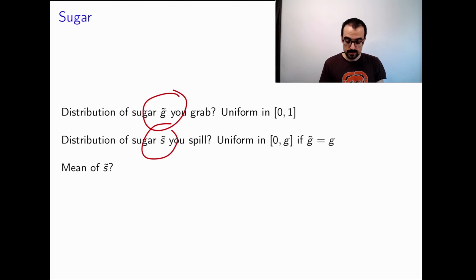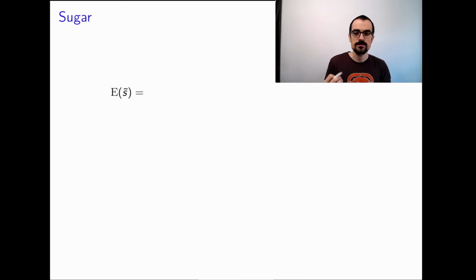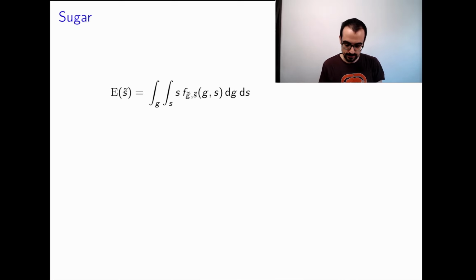Or we could just think of S as a function of S and G. It is a function of S and G, a bit of a dumb function, but it is a function. So you can say, oh, this is a function of S and G, so let's apply the formula. I multiply the value of that function times the value of the joint density, and then I integrate over everything.